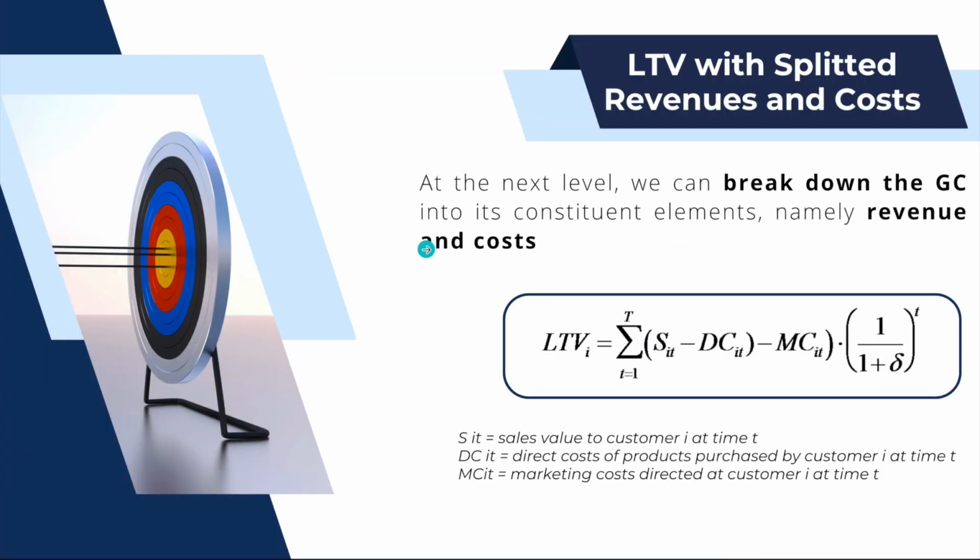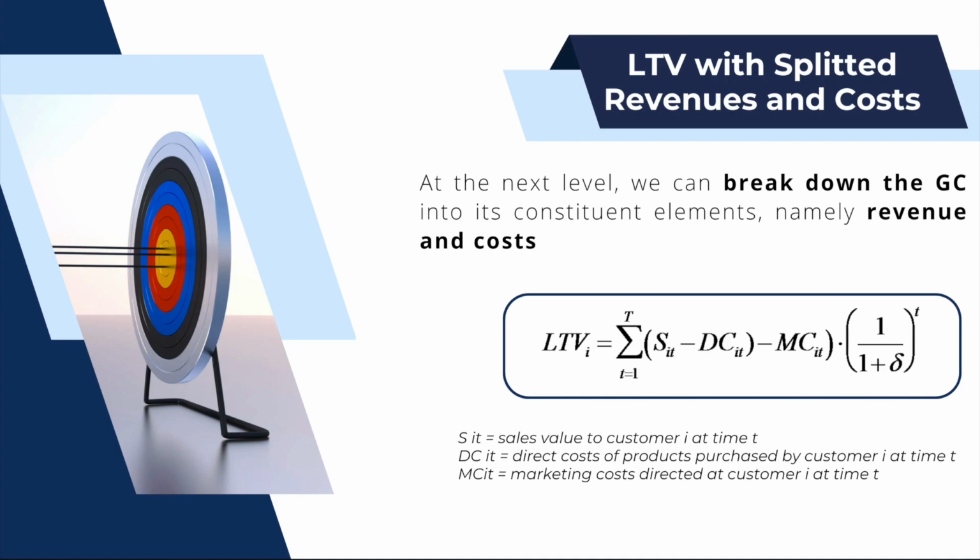LTV with split revenues and costs. At the next level, we can break down the GC into its constituent elements, namely revenue and expenses. Depending on data availability, LTV may be supplemented by including service-related costs, delivery costs, or other associated cost factors. Here is the calculation formula. In this formula, DC is the direct costs of products purchased by customer I at time T, MCIT is marketing costs directed at customer I at time T, and LTVI is the lifetime value of an individual customer I in net present value at time T is 0.